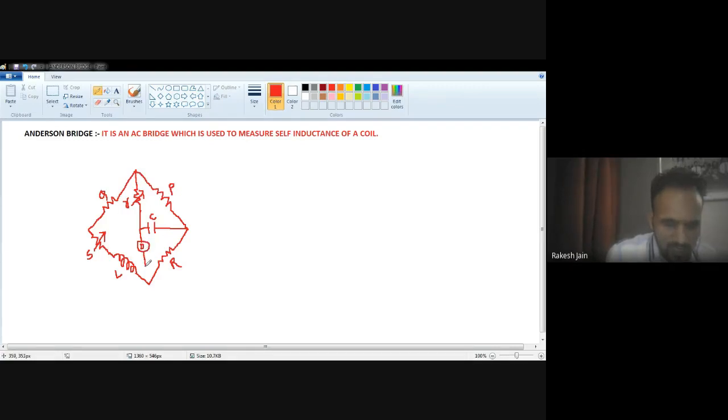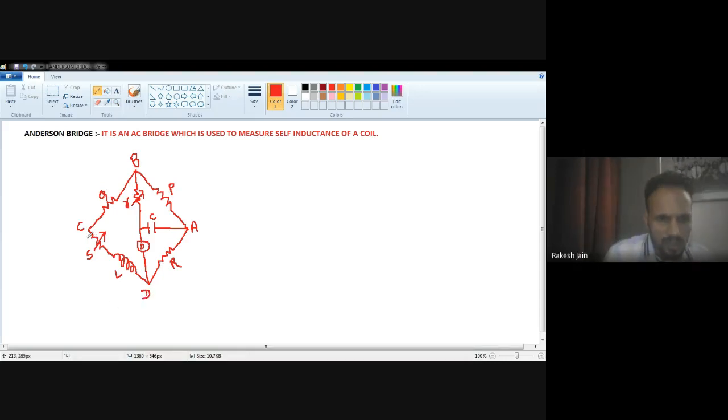So at balance there will be no current flow in the detector element. Remember this thing: in all bridges, this is a common thing that there will be no current flow in the detector element. So P, Q, R, and S are four resistances, in which S is a variable resistance and a minor resistance r is also connected. Let the nodes be named A, B, C, and let this be D.